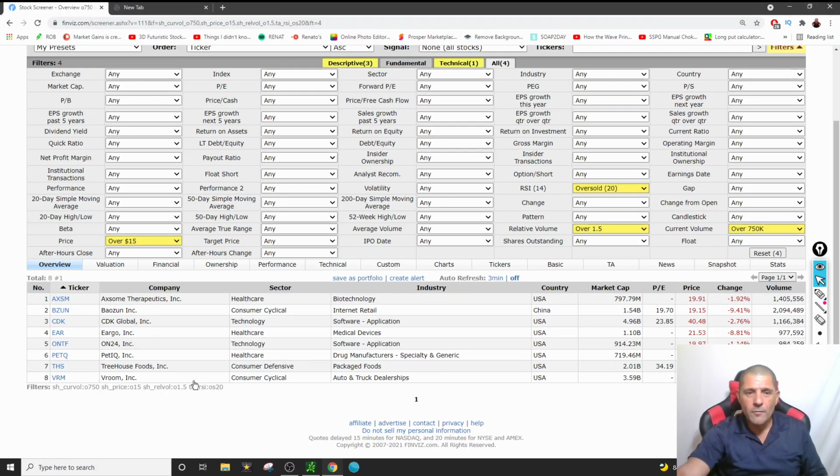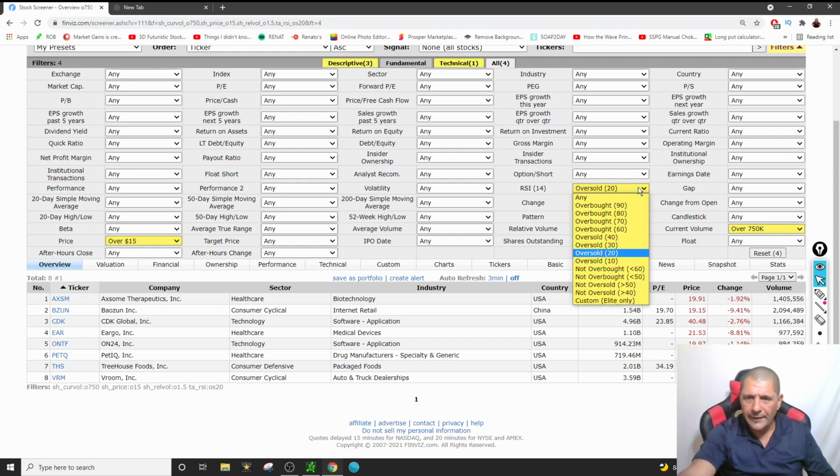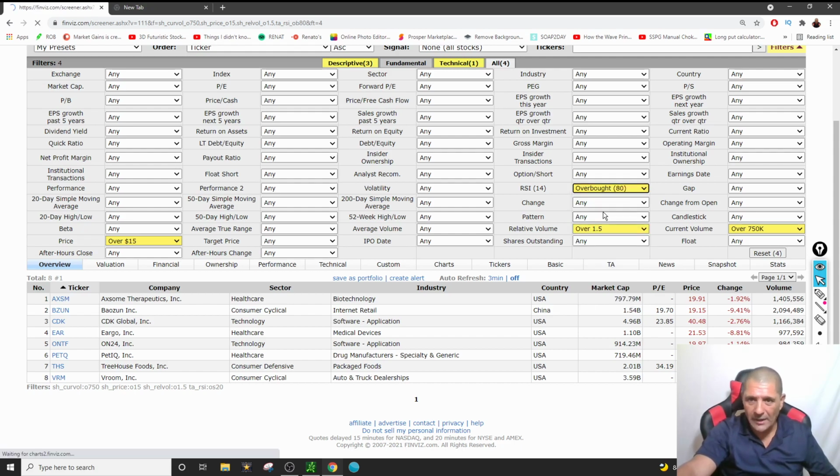So going back to the screener, if you are leaving all the information right here with over $15, over 1.5, over 750, right here you want to have overbought. You want to have stocks that are really overbought, at the higher end. Let's see, at the 80, okay?